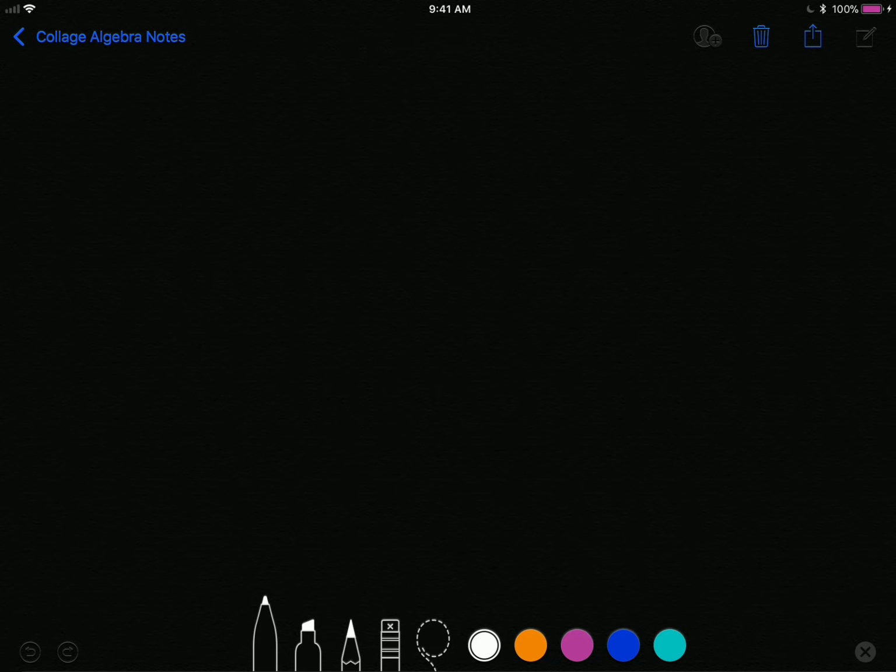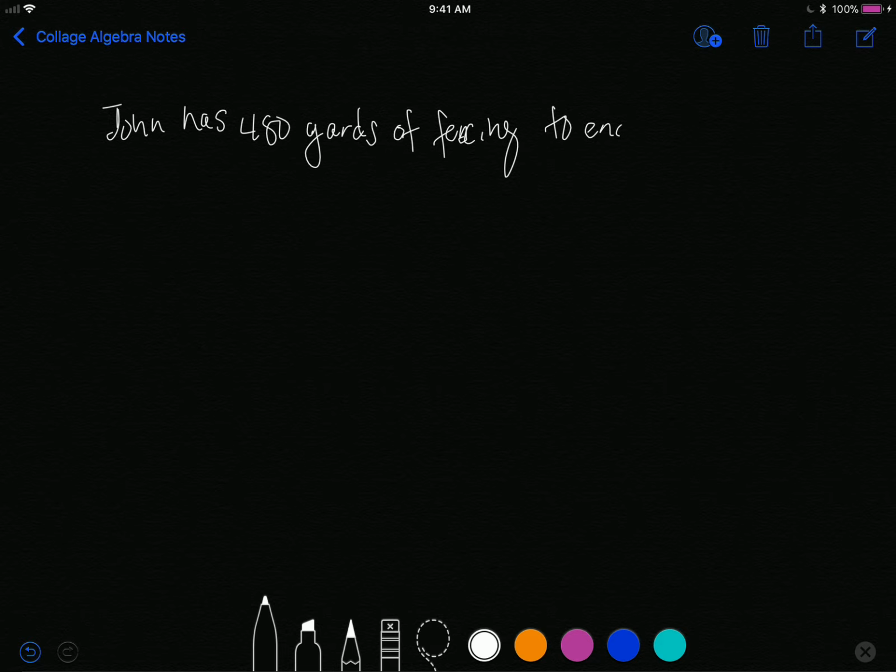Okay, so we have a word problem about fencing a field. It says John has 480 yards of fencing and wishes to enclose a rectangular area, and then they give you a picture.